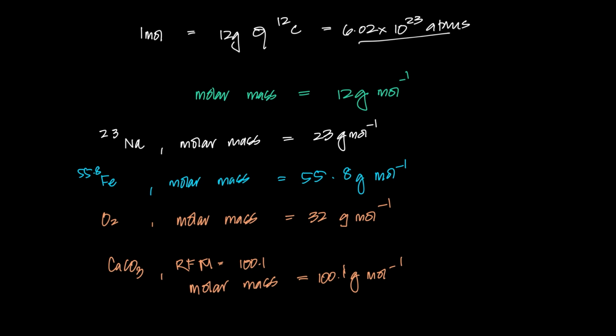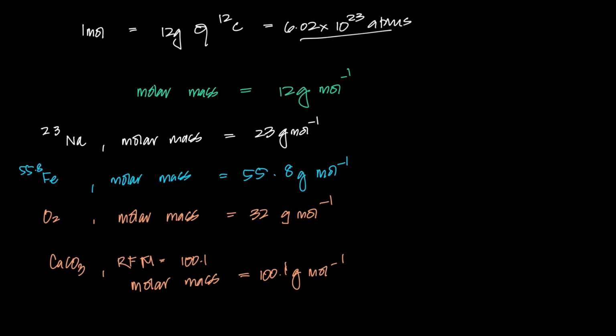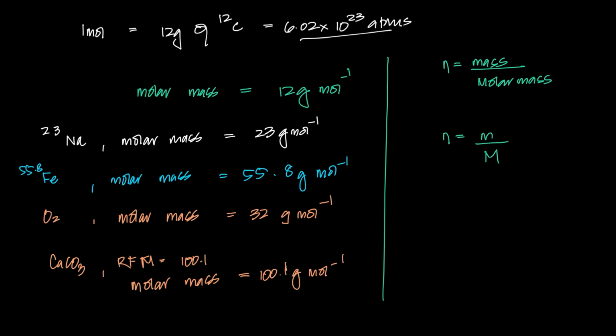And why do we do this? Because it helps us find another relationship between moles and mass. You have been using some version of this in your earlier classes in O-levels, IGCSE, and that relationship is number of moles is mass of something over its molar mass. In symbols, it is small n is equal to small m over capital M.